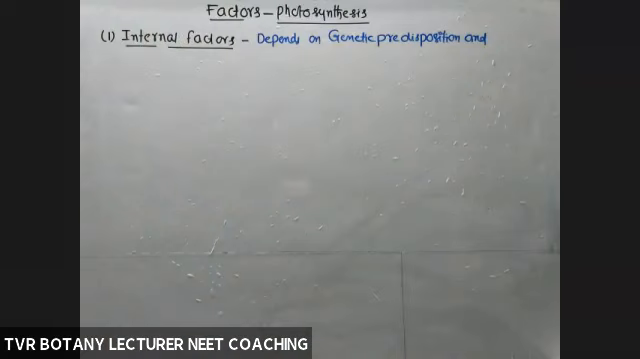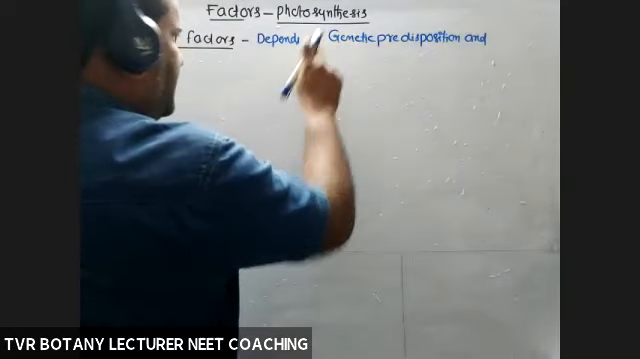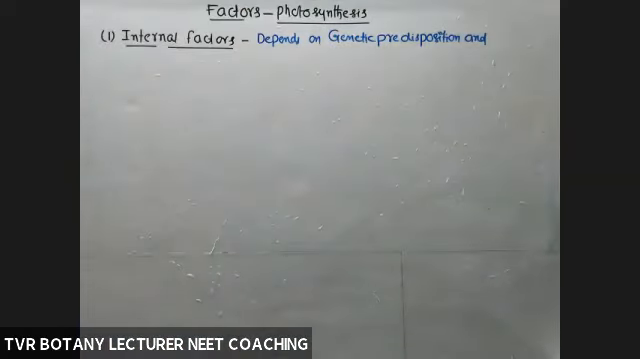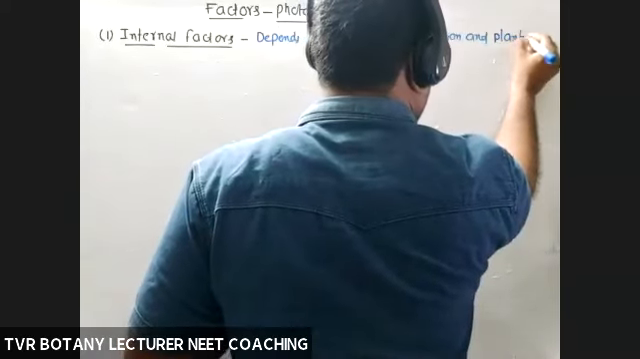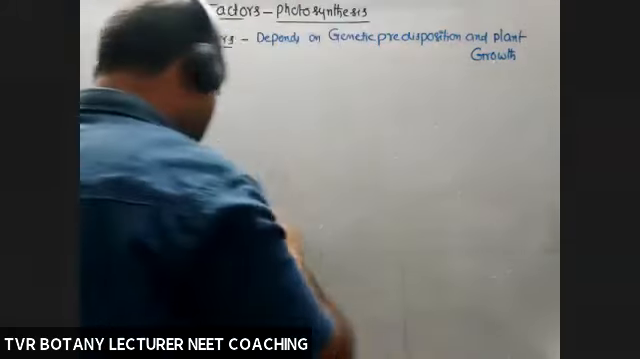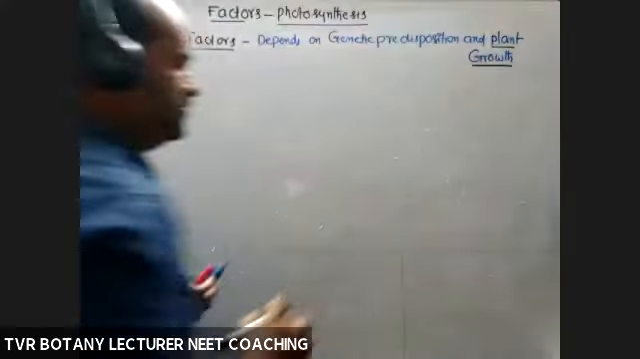Internal factors means plant factors, maybe type of the leaf, number of leaves, size, and so on, chlorophyll content. Depends on the genetic material received from the parent plant. So genetic predisposition means already decided. It depends on genetic material. And plant growth also.